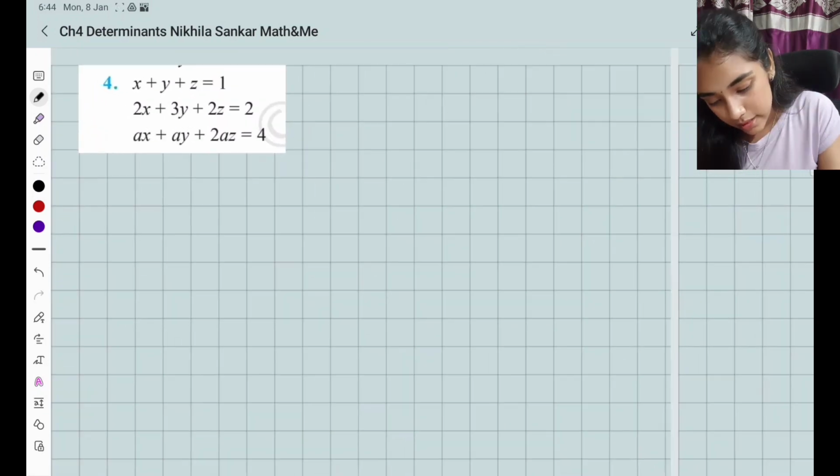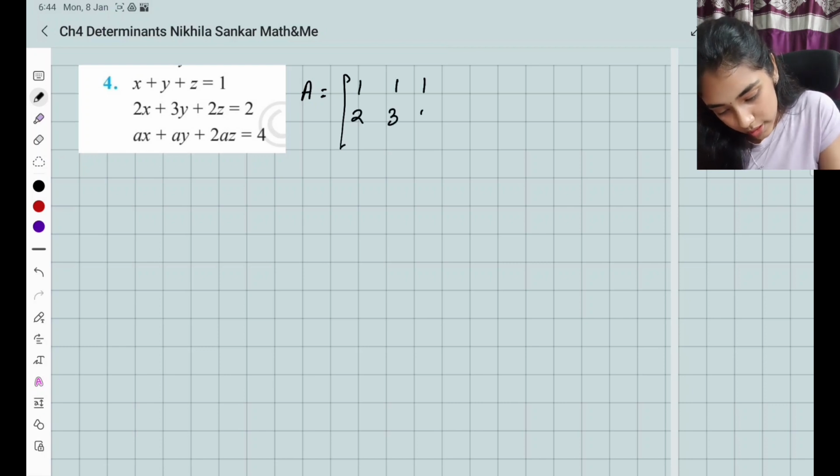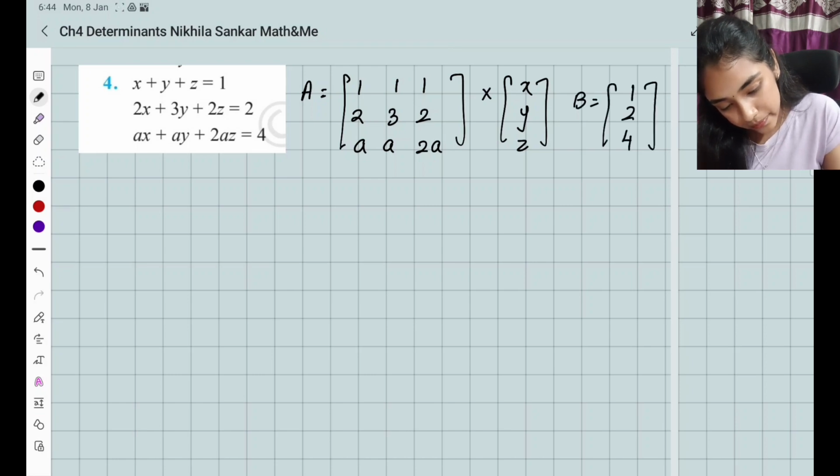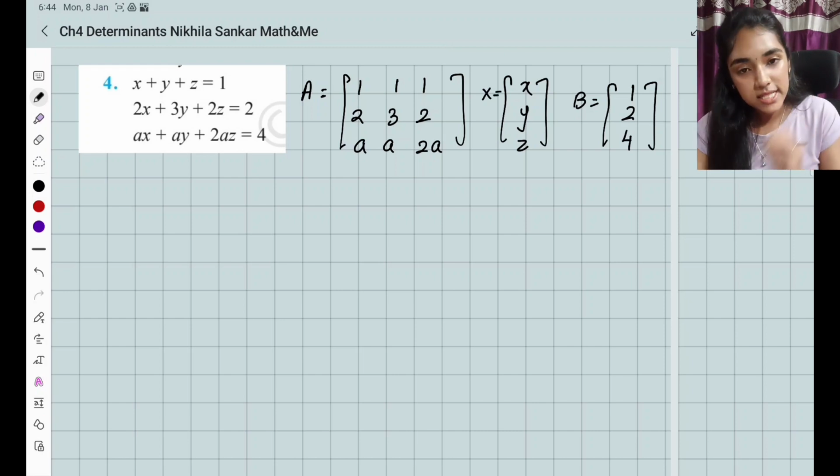Okay, now question number 4. Let me write the matrix. So A equals, matrix is going to be 1 1 1, 2 3 2, A and 2A. X matrix is going to be X, Y and Z. B matrix is going to be 1 2 4. Okay, this is X matrix. So idu consistent ah illaya check pannom.